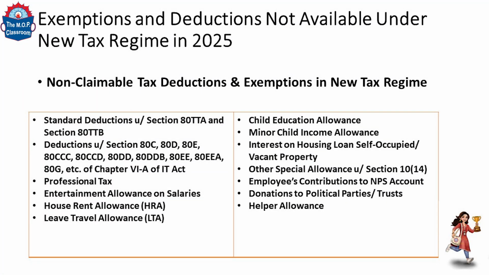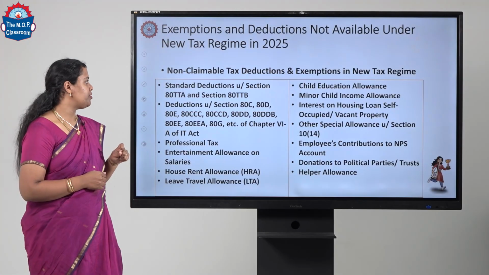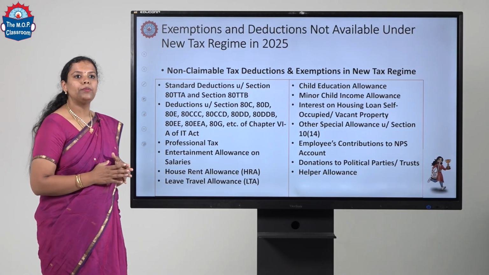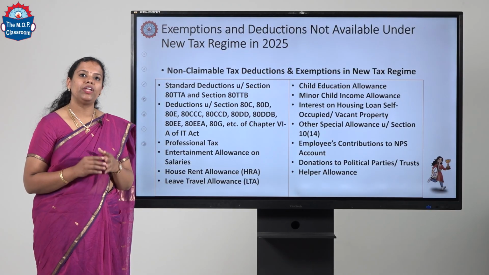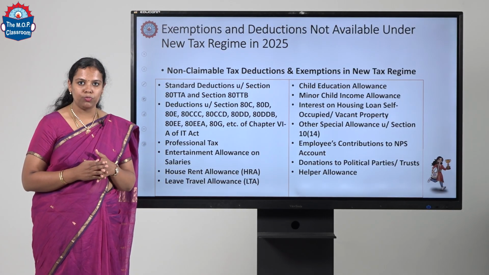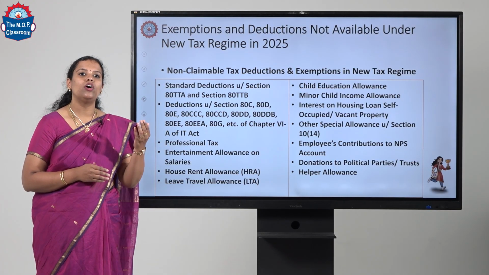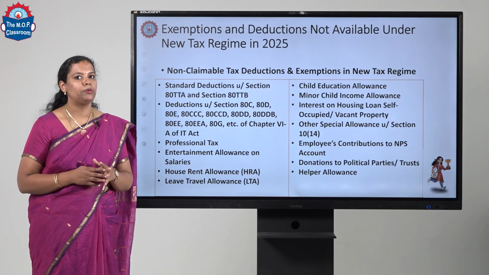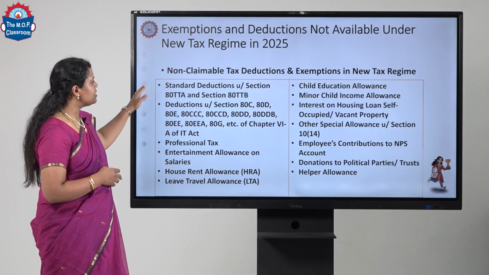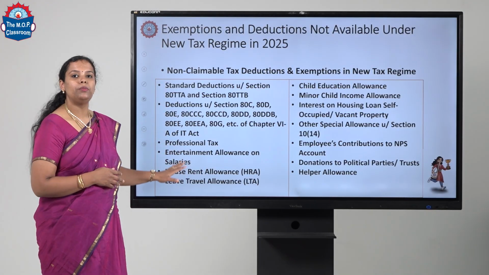Okay. So next, these are the exemptions and deductions which are not available under the new tax regime in 2025. So these are the non-claimable tax deductions and exemptions. Previously in the old tax regime, we were able to submit all the investment proofs so that we can claim the deductions or the exemptions under Chapter 6A. But in terms of the new tax regime, we will not be able to do all these things. So what are the things that we were usually taking up but are not available right now?